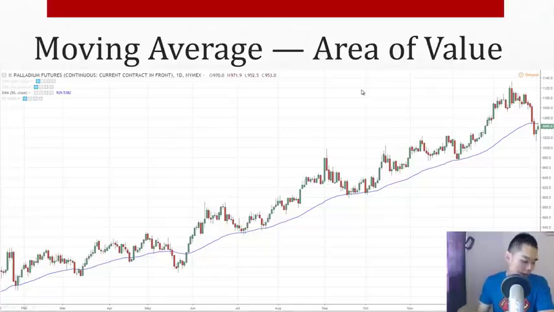Moving average can also act as an area of value, similar to the trend line support resistance concept we spoke of earlier. You can see that this is an area of value, right? Price has bounced off the 50 MA multiple times, as you can see over here. So moving average can help you define your area of value on your chart.